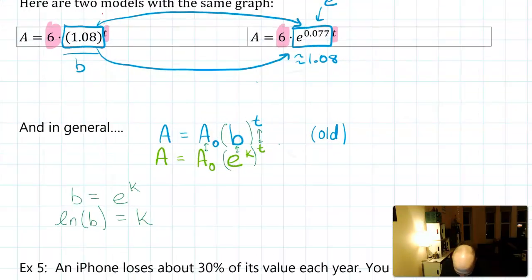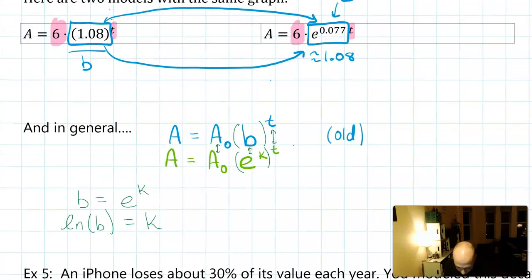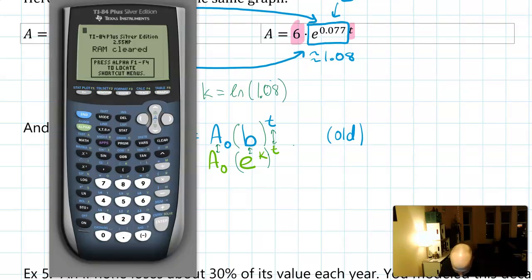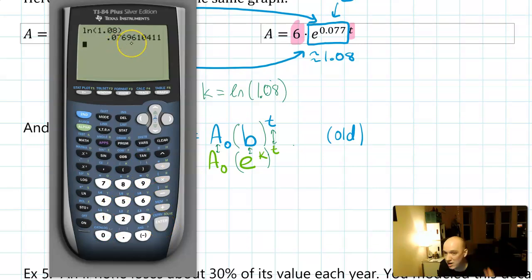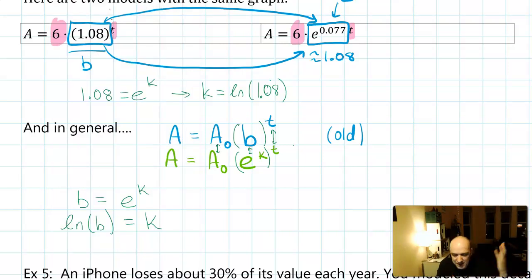So in this problem, I started with a model of 6 times 1.08 to the t, and I said, okay, I need 1.08 to equal e to some k. I didn't know what 0.77 would be. So I said, okay, k is going to equal the natural log of b, putting it in the other form, which was 1.08. And then I just did that. And I got about 0.769, which I rounded to 0.77. And that's why you saw when I went back in, it was slightly off, because I'd rounded to 0.77.